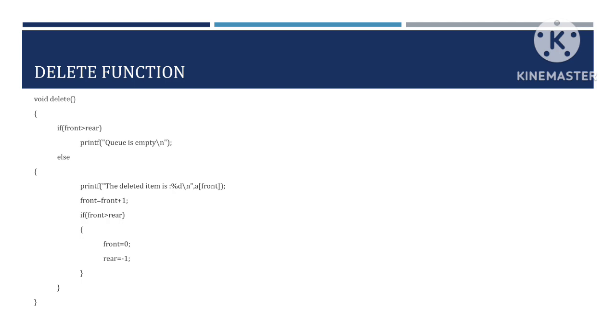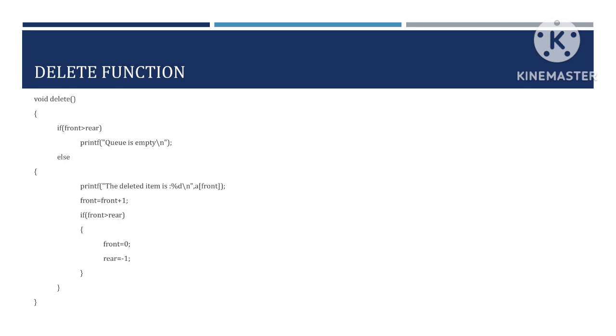Else, if the queue is not empty, then we return the value at the front position of the array, and after that immediately we increment the front value by 1 so that it will point to the next item to be deleted. That means at that particular time the front points to the item which we want to delete. So once we return that value, immediately we increment the front value so that it points to the next item to be deleted.